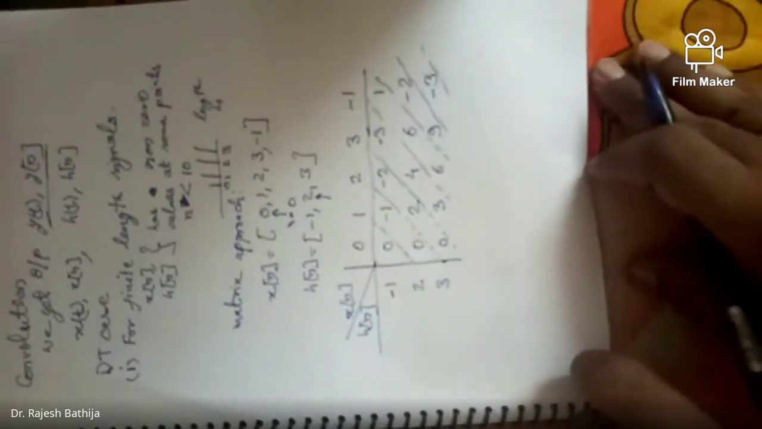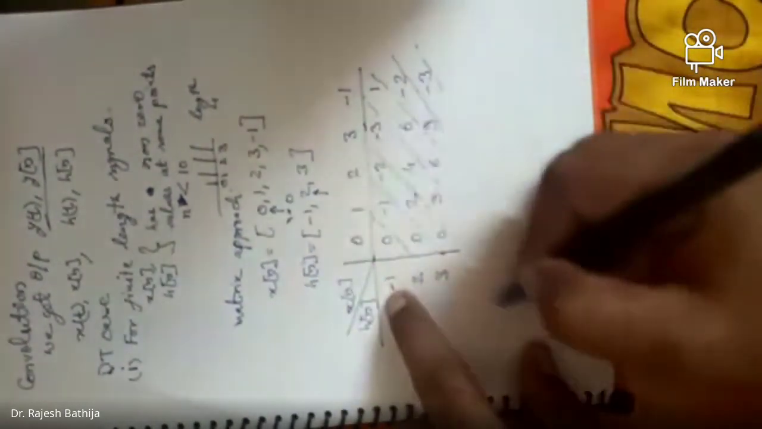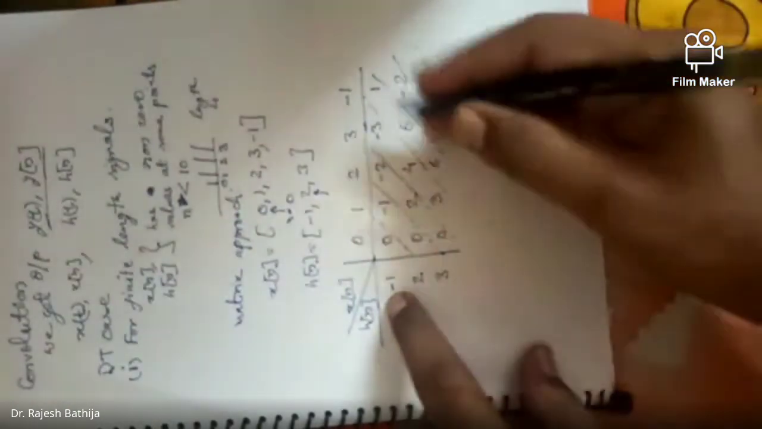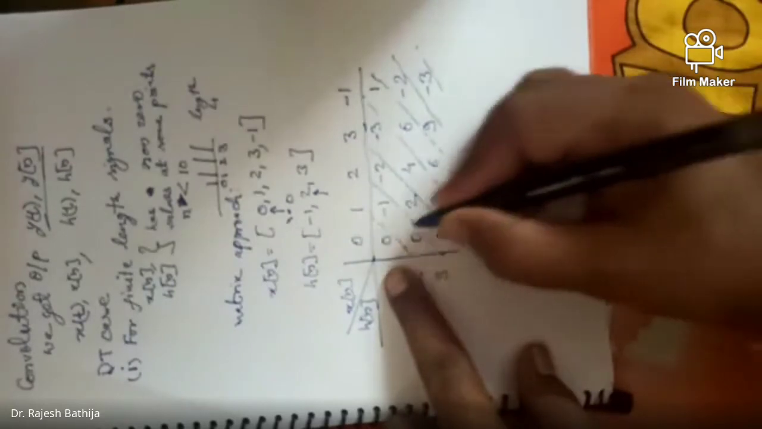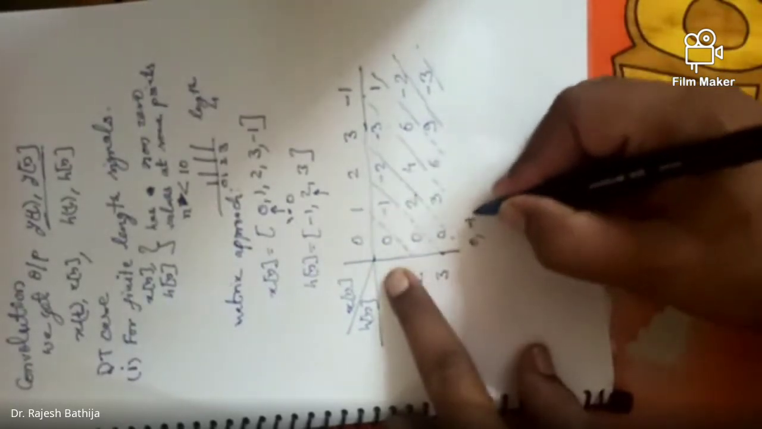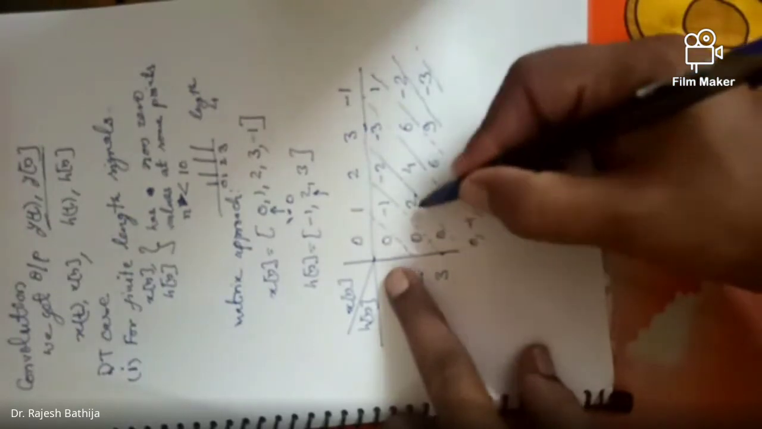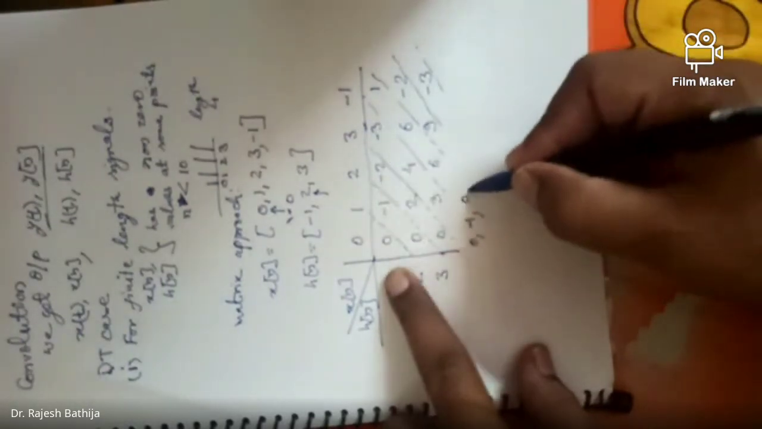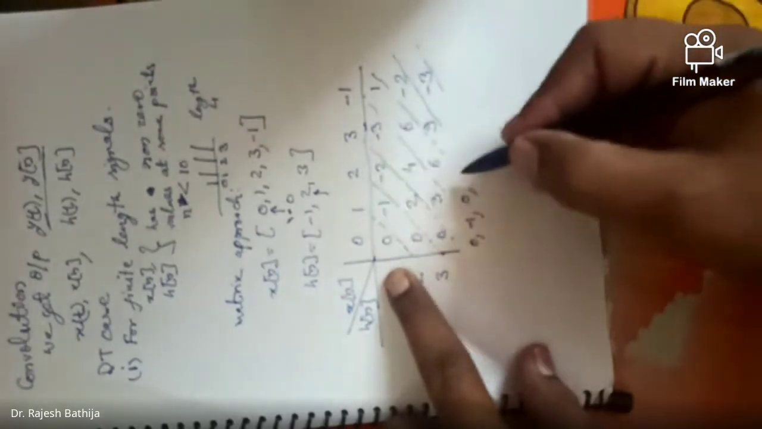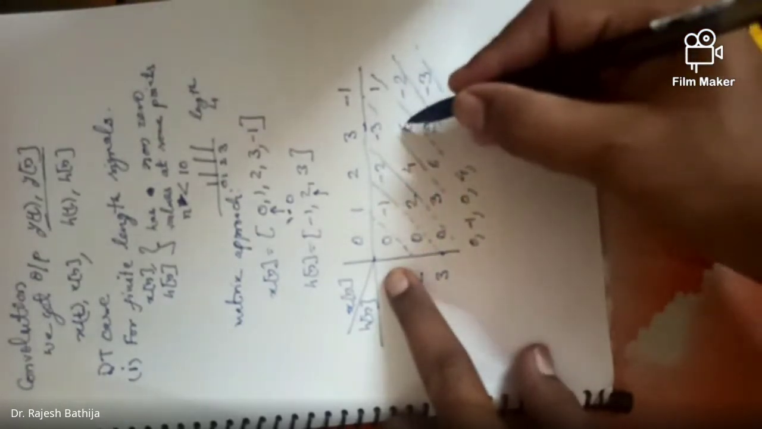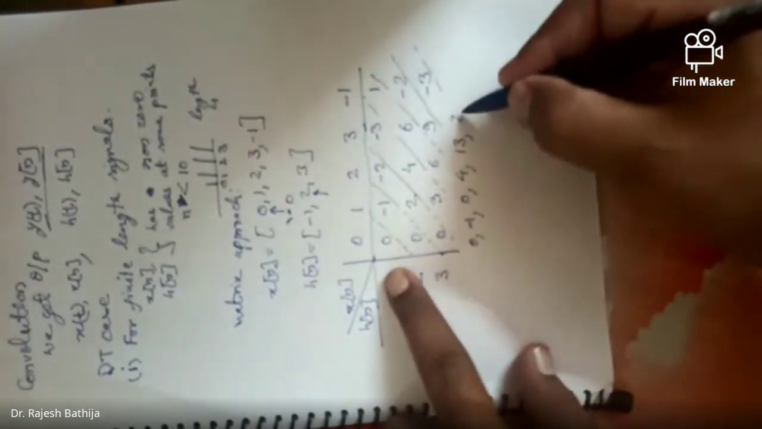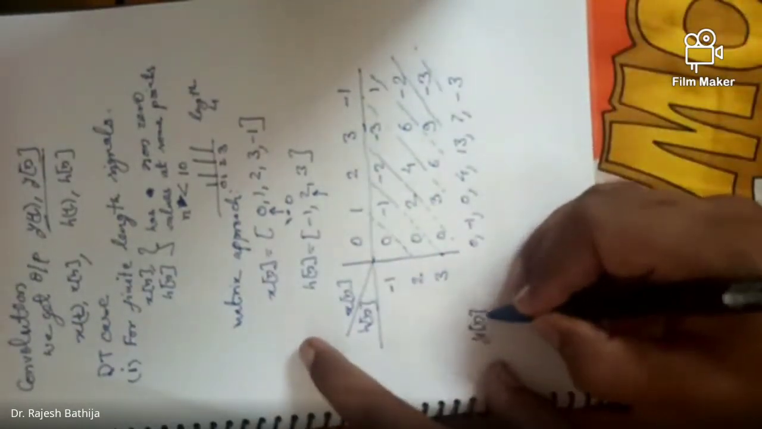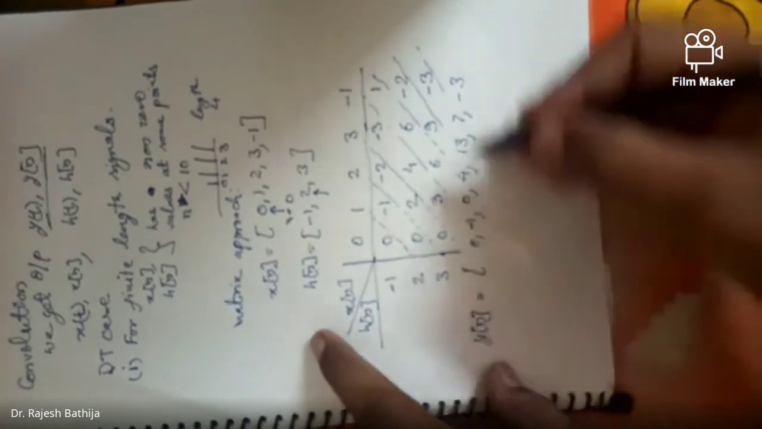Now, after dividing this, in each diagonal, whatever values are coming, we sum them algebraically. So the first value will be 0, the second is 0, -1, so -1. Then the third is 0 + 2, -2, so it is 0. 3 + 4, -3, 4. 6 + 6, 12, + 1, 13. 9 - 2, 7, and then -3. So these are the values of y of n, that is the output, the convolution output.